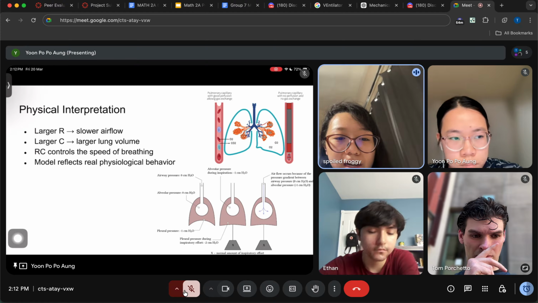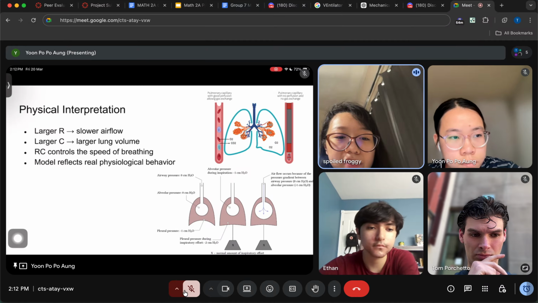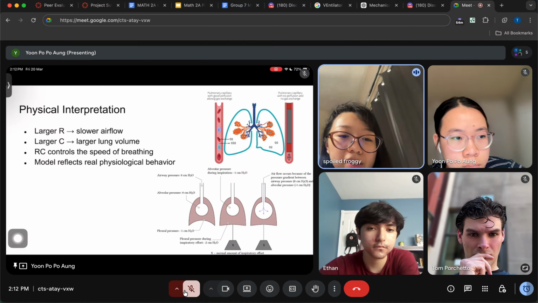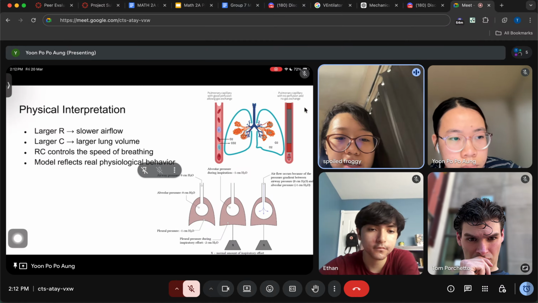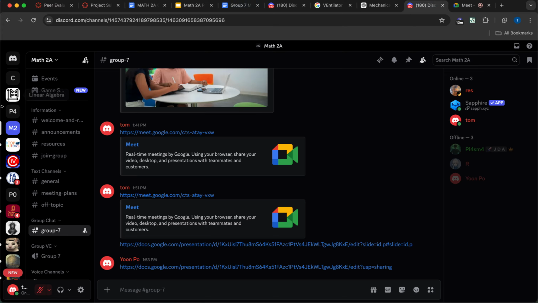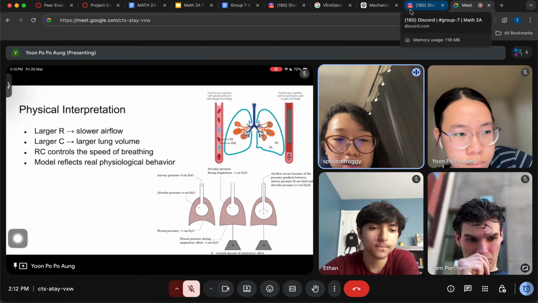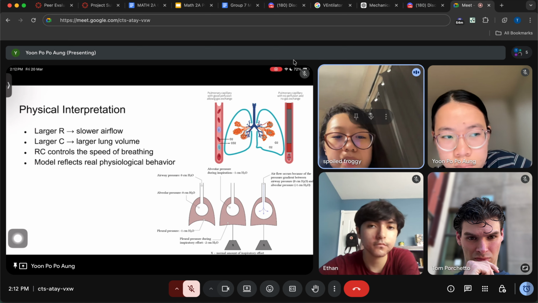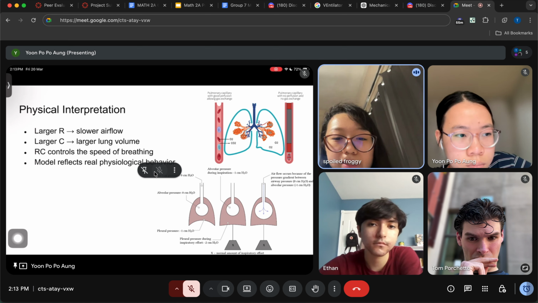The diagram shows how the pressure difference drives airflow into the lung. When the pressure inside is lower, air flows in and the lung expands. This matches our model, where pressure difference drives volume changes.